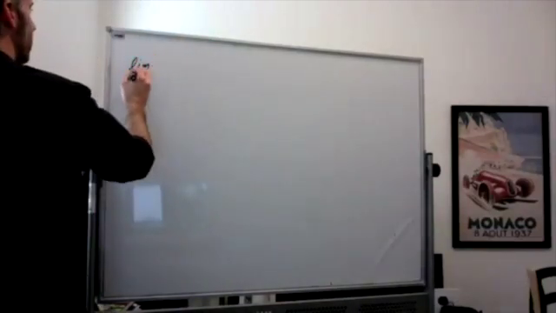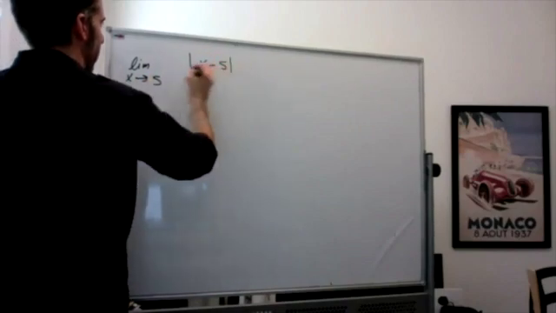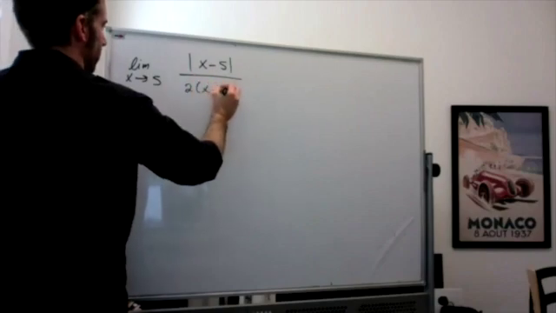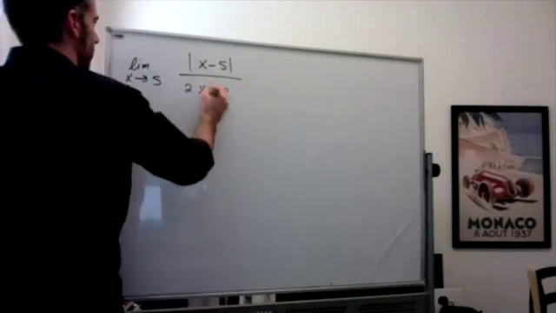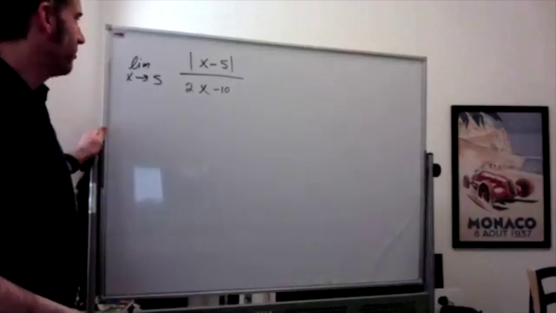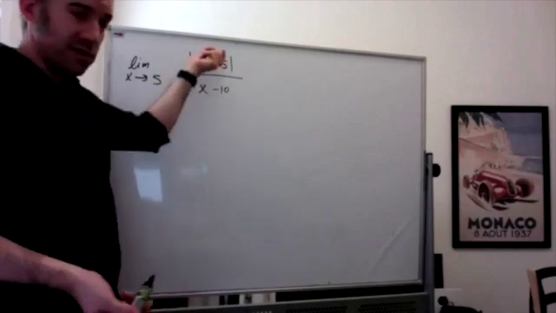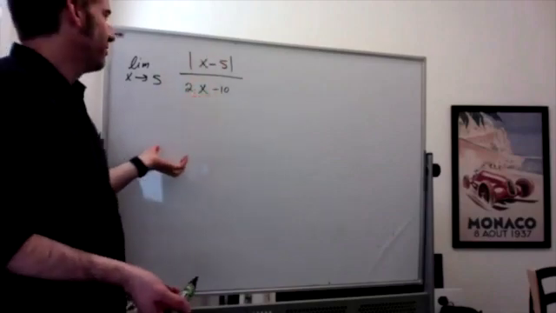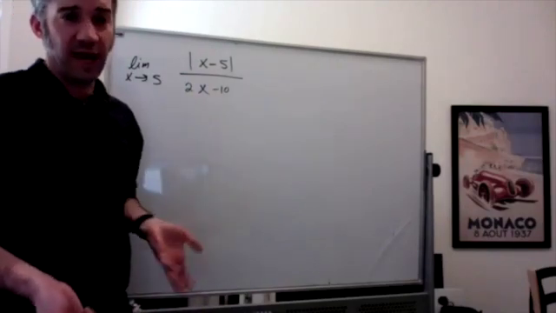But the other type of 0 over 0 limit that you might have seen is something like this. The limit as x approaches 5 of the absolute value of x minus 5 over 2 times x minus 10. So there's the limit for you. And the issue here is that it's a 0 over 0, right? If we plug in 5, you get 0 on top and 0 on the bottom. And in this case, you can't just factor and cancel. You can't just drop the absolute values because the absolute values have meaning.